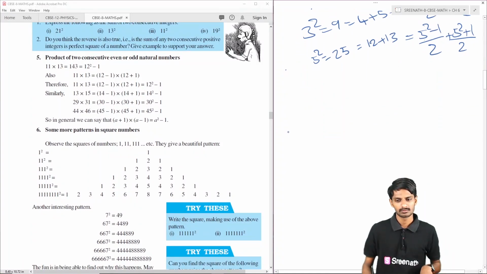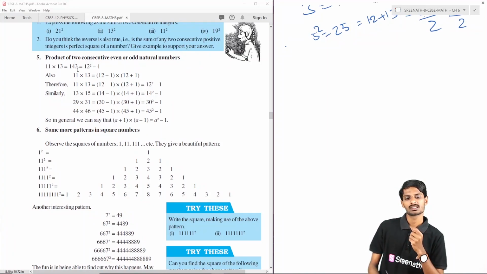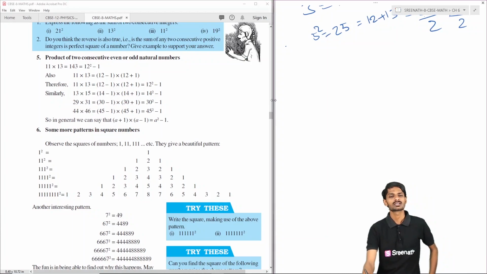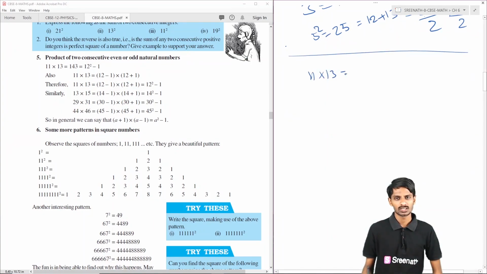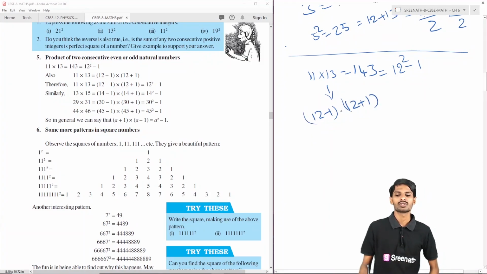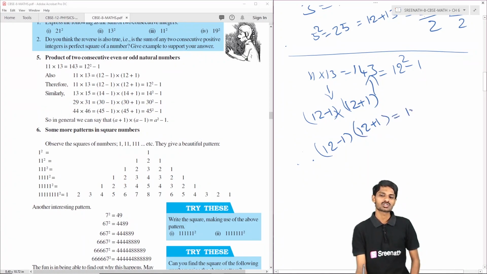So next thing is the product of two consecutive even or odd natural numbers. Let's come to this. 11 into 13, we know that it is 143, and we can represent it as 12 square minus 1. We can also write 11 as 12 minus 1 and 13 as 12 plus 1, and 12 minus 1 into 12 plus 1 also gives 143. So finally, 12 minus 1 into 12 plus 1 can be written as 12 square minus 1.